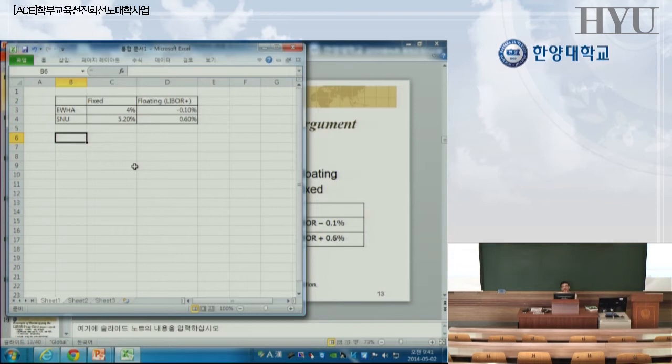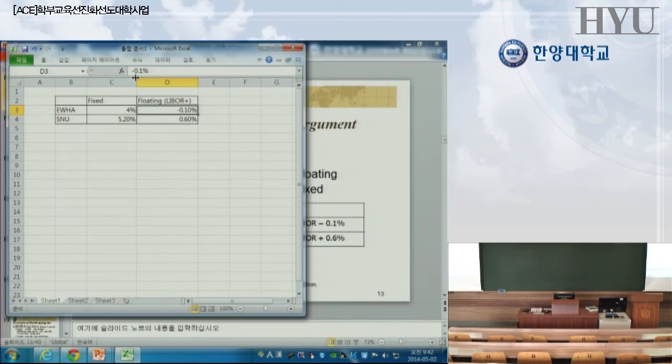Then this is a very interesting situation because whether they borrow money at a fixed or floating rate, Ewha is always better. Ewha pays just 4% here, and LIBOR minus 0.1% there. On the other hand, SNU should pay a higher fixed rate and a higher floating rate. So definitely it seems that Ewha is a better firm than SNU, right? Because when they borrow money, whether they use a fixed rate bond or a floating rate bond, Ewha always pays a lower rate. So Ewha is definitely the better firm.